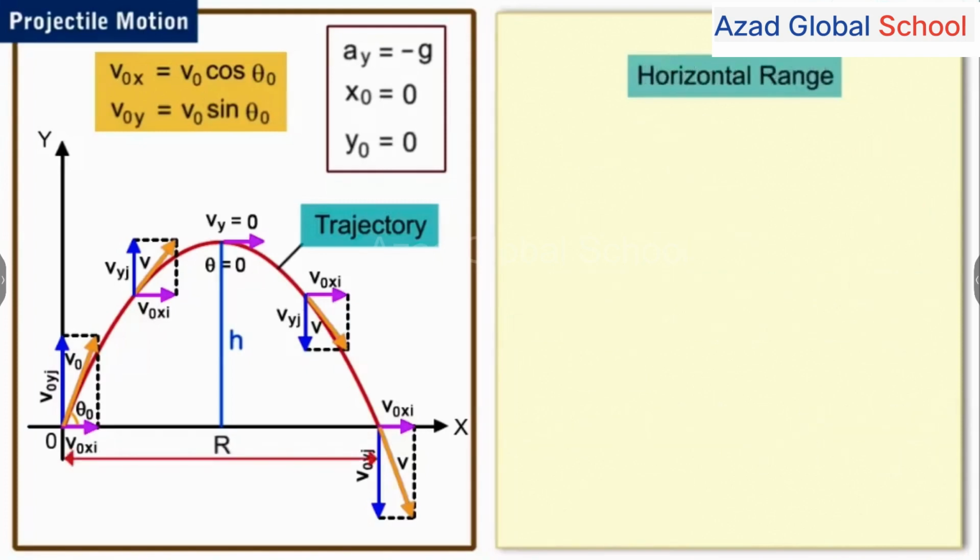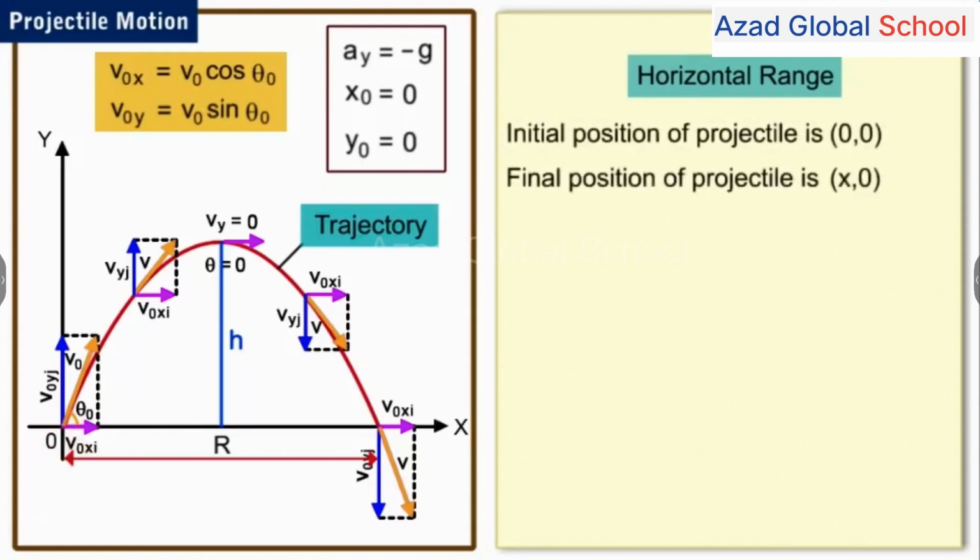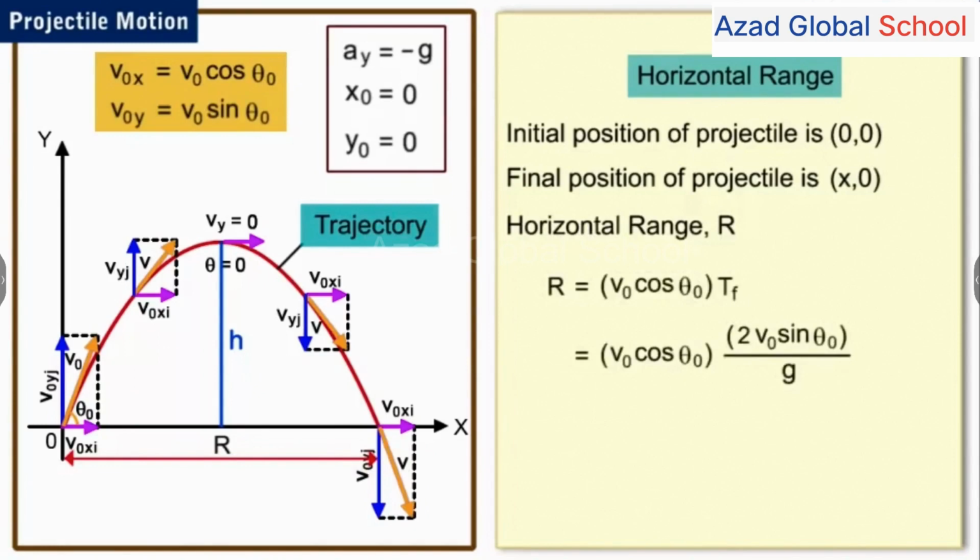This is the horizontal range of the projectile. Here the initial position of the projectile is 0, 0. The final position of the projectile is x, 0. X is known as the horizontal range R of the projectile. This is the horizontal distance travelled by the projectile during its time of flight Tf. On substitution and simplification, we get R is equal to v0 square into sine 2θ divided by g. Let this be equation 9.